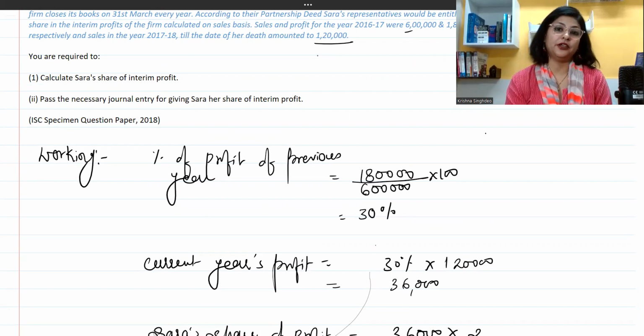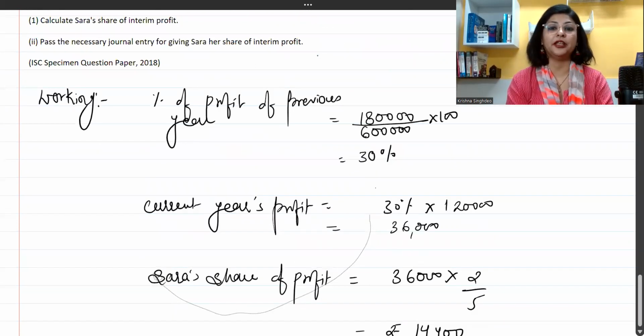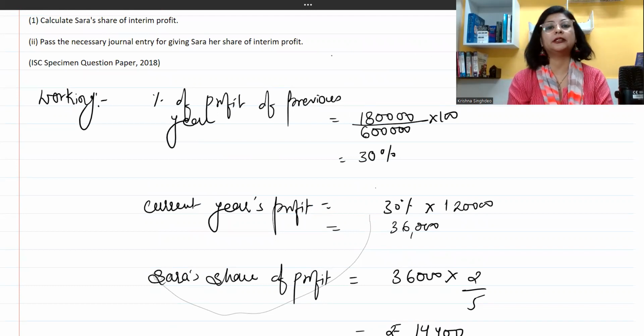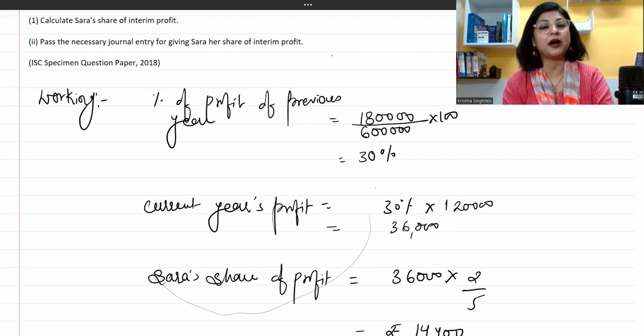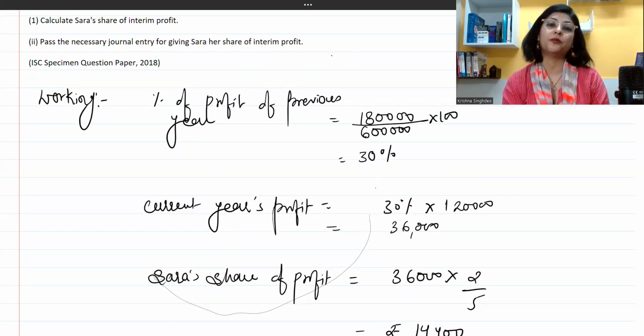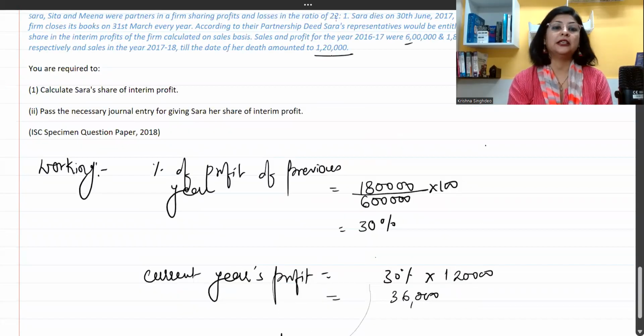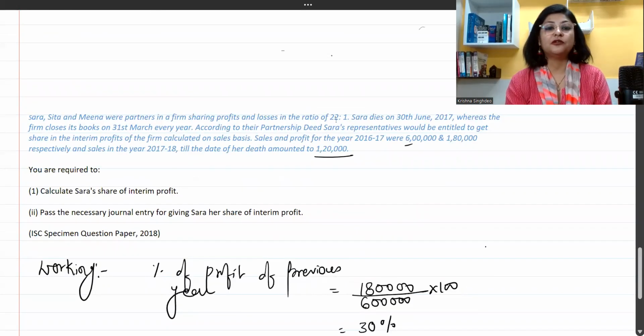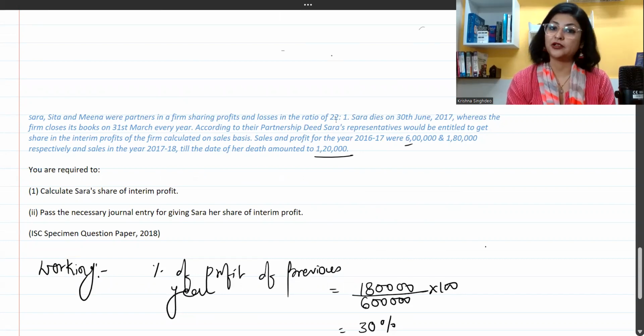Now, when we pass the journal entry, students, we have to be very careful in reading the question, and find out whether the profit sharing ratio among the continuing partners is changing or not. If the profit sharing ratio among the continuing partners is not changing, then we will open profit and loss suspense account. But in case the profit sharing ratio among the continuing partners is changing, then we will not open profit and loss suspense account. Here, there is no information that the other partners, Sita and Meena, are going to change their profit sharing ratio in the future. So we are going to open profit and loss suspense account.